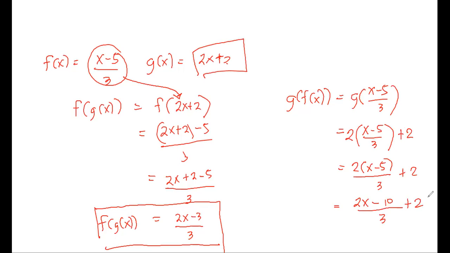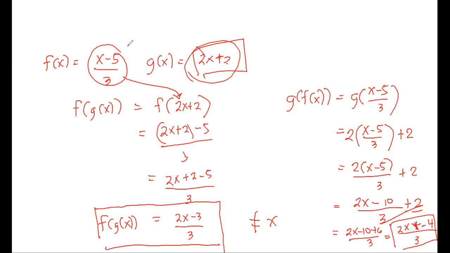We need to multiply this one also by 3. So we now have (2x minus 10 plus 6) over 3. It will give us the answer (2x minus 4) over 3. If you check, both are not equal to x. Thus, g of x is not the inverse of f of x, and f of x is not the inverse of g of x. Let's have another example.